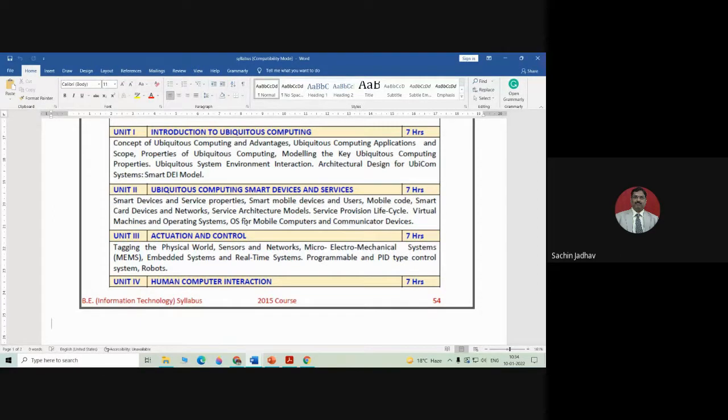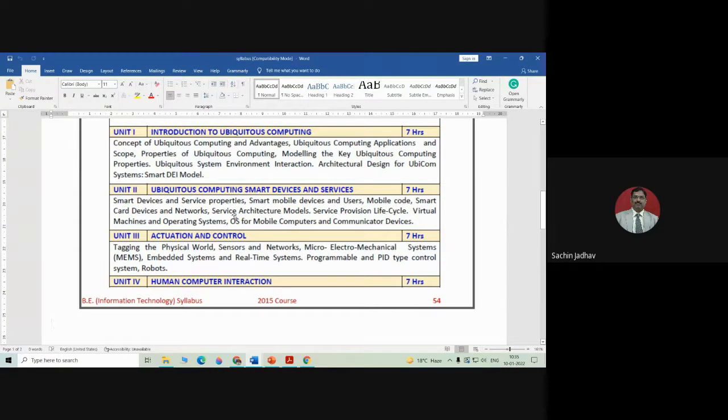Okay, so that kind of life cycle we'll discuss in terms of service-oriented service provision life cycle. And at last, there is one term, virtual machines and operating systems, right? So there are some virtual devices and some virtual operating systems also, and those can be utilized for making communication with the other devices. So short notes will appear on that, so you must study those virtual machines. In virtualization of cloud computing, you have already studied that.